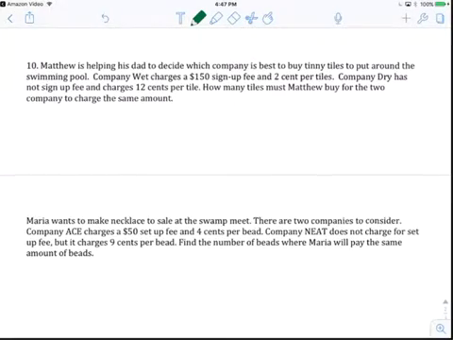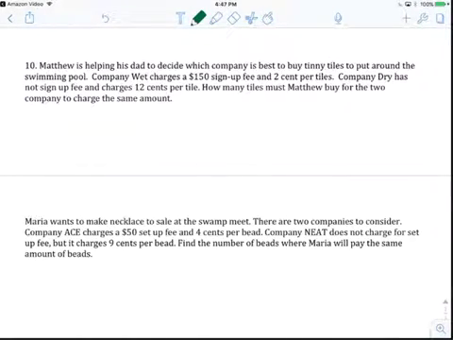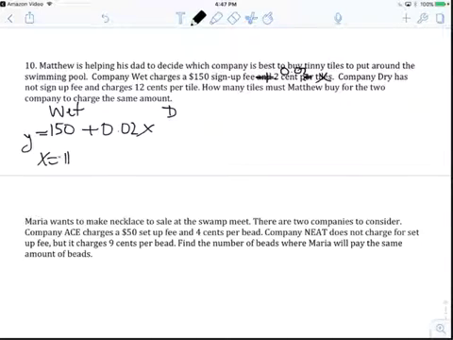Matthew is helping his dad decide which company is best to buy tiny tiles to place around the swimming pool. Wet charges a $150 sign-up fee plus 2 cents per tile, 0.02 times X. X is the number of tiles.